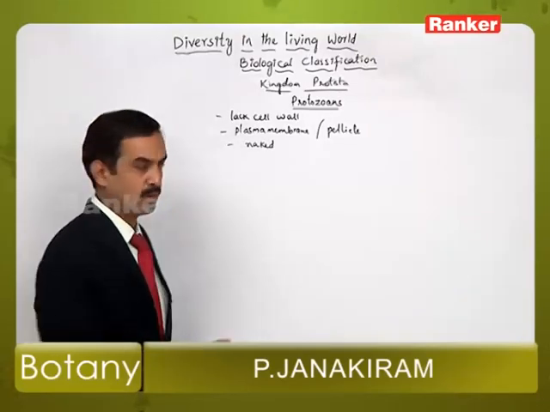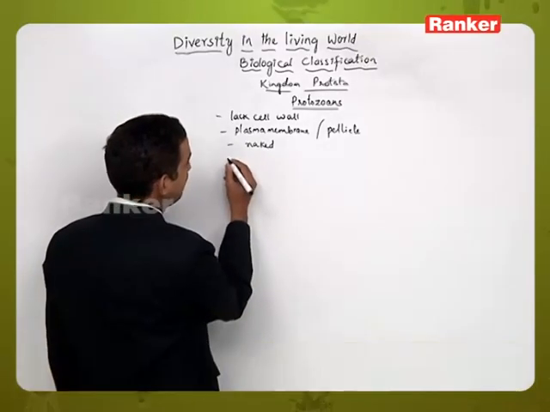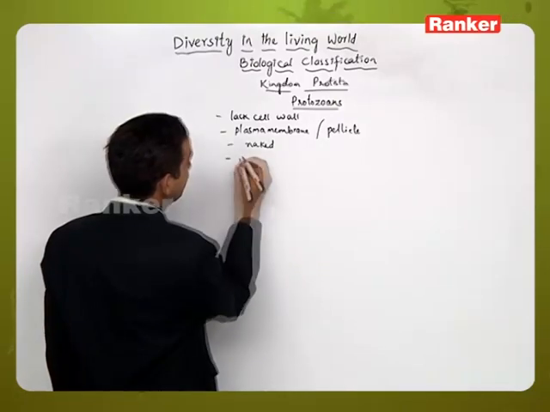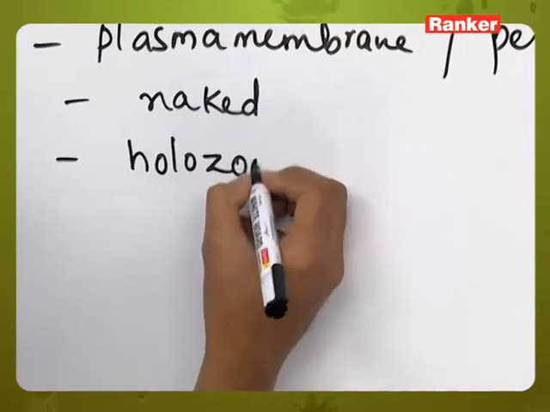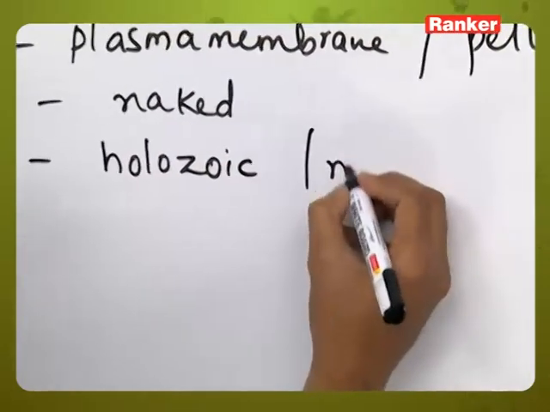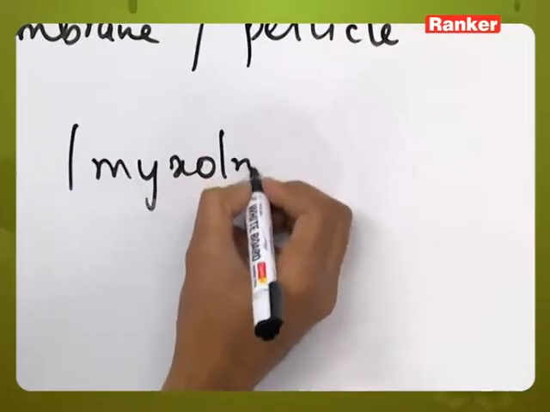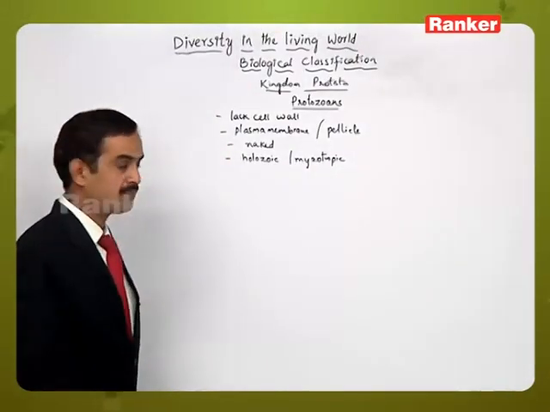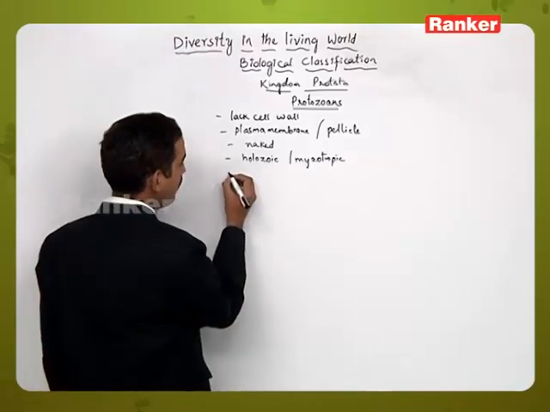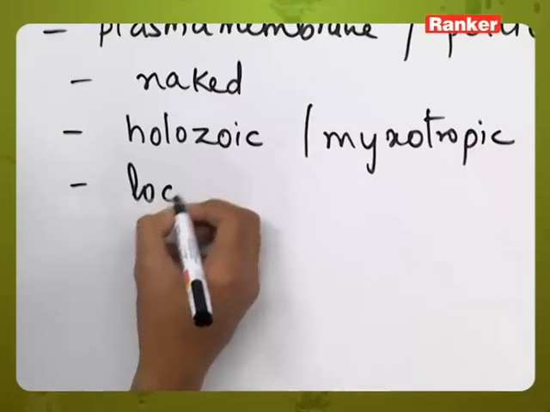They are naked also. And apart from this, some of the protozoans exhibit a holozoic type of nutrition, or some will exhibit a mixotrophic type of nutrition, or a heterotrophic type of nutrition is exhibited by some of the members. And these protozoans show locomotion.